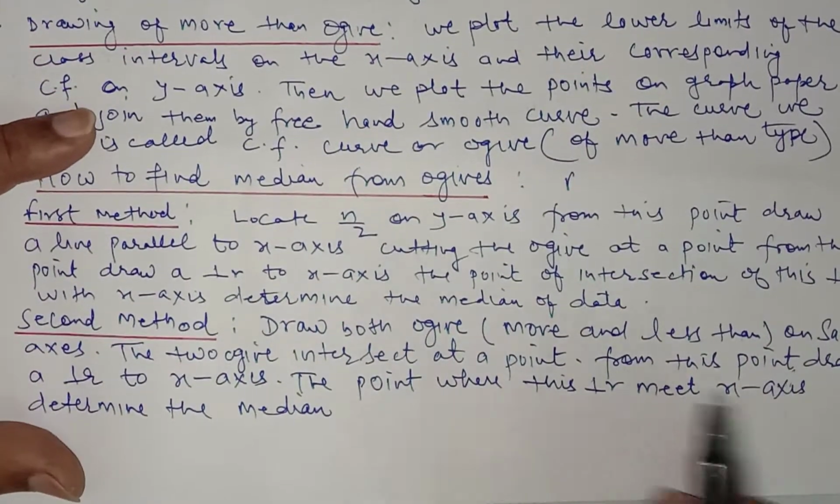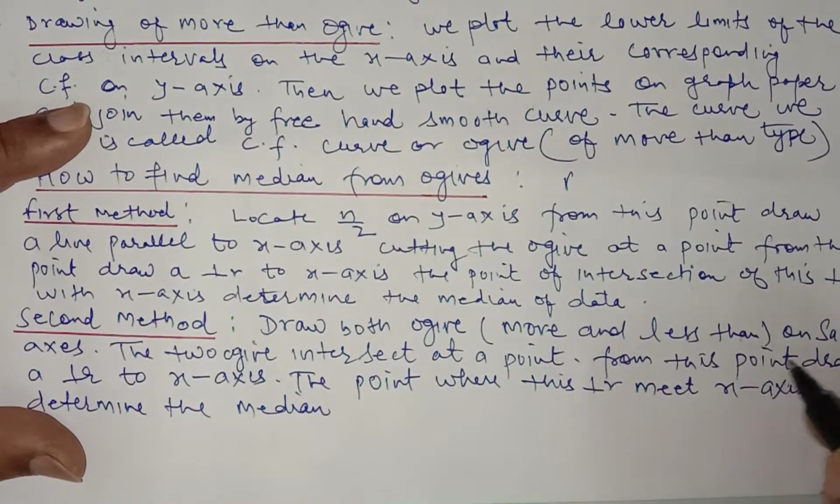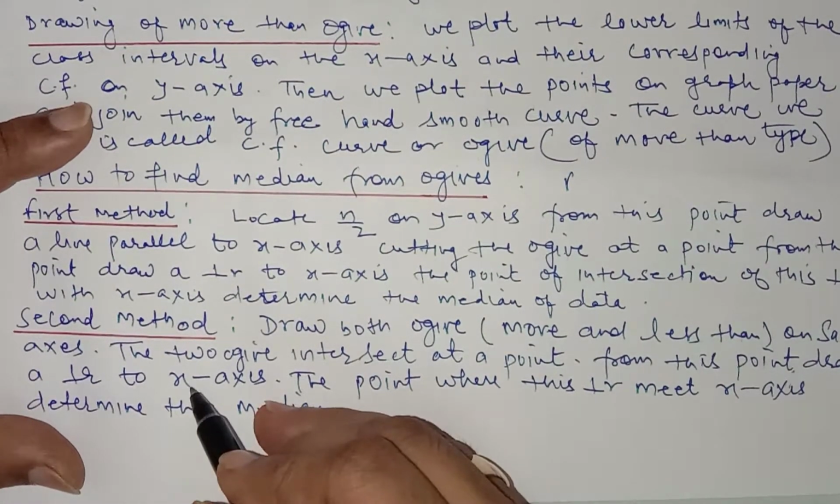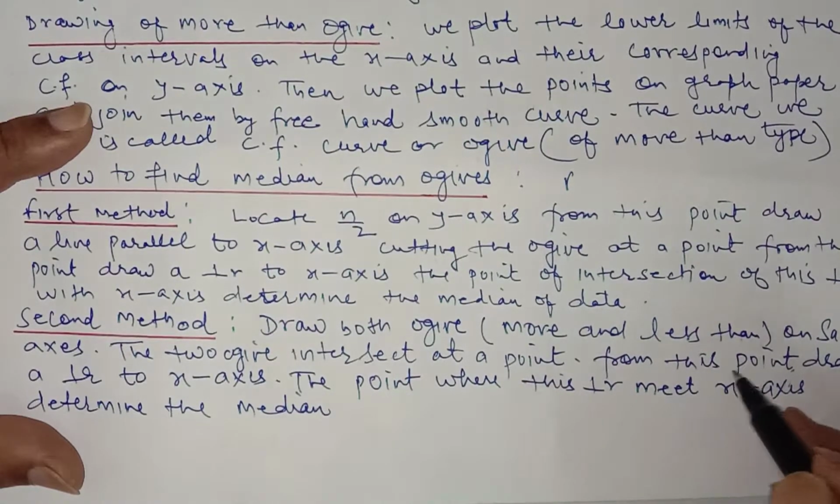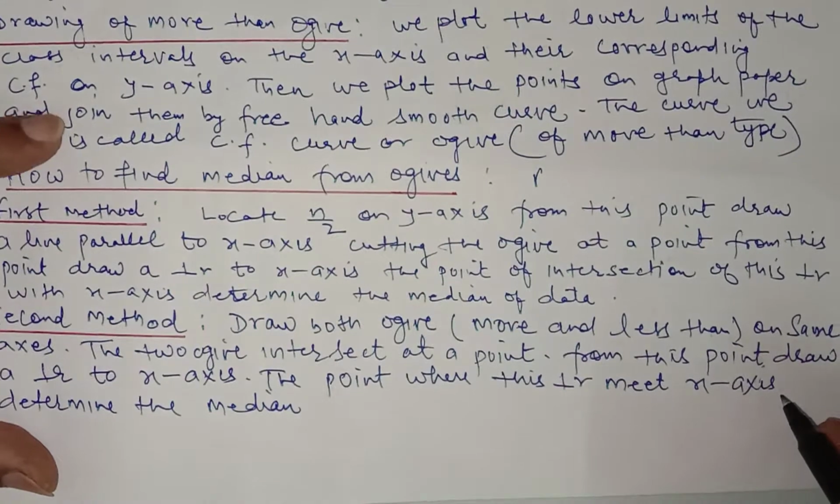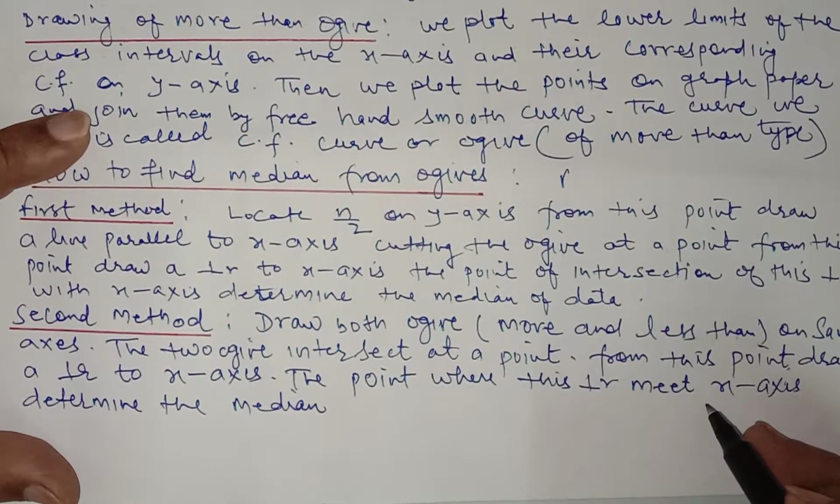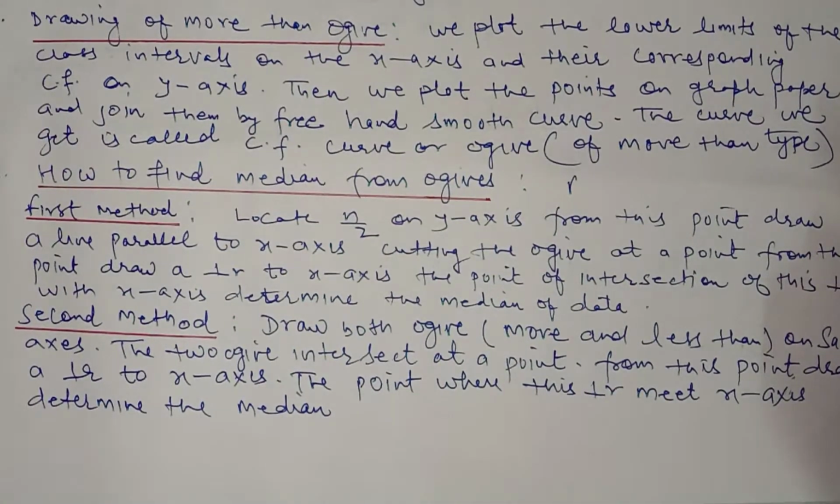Now, the second method is that you can draw both the ogives, that is more than and less than, on the same axis, and the two ogives intersect at a point. From this point of intersection, draw a perpendicular on the x-axis, and the point where this perpendicular meets the x-axis will determine the median.